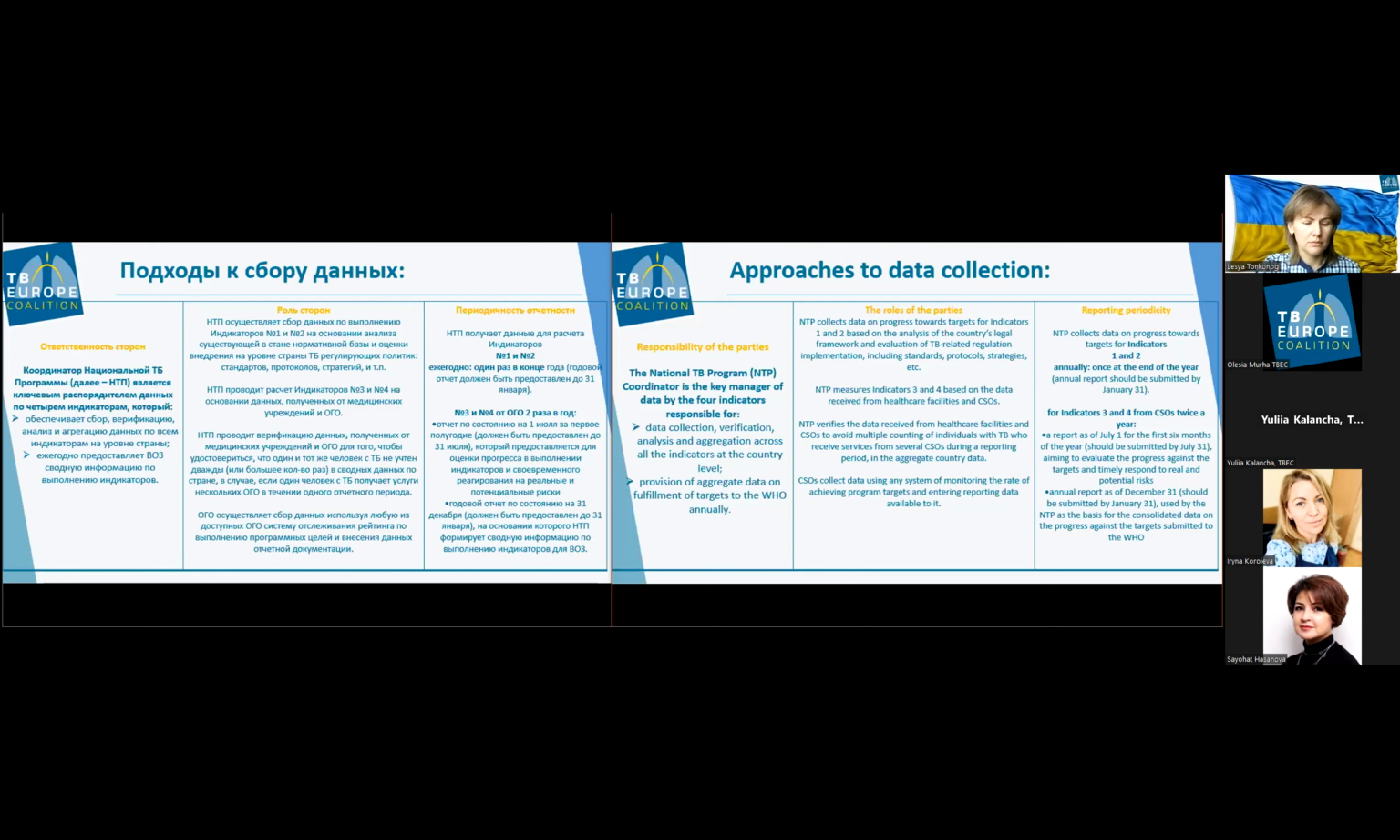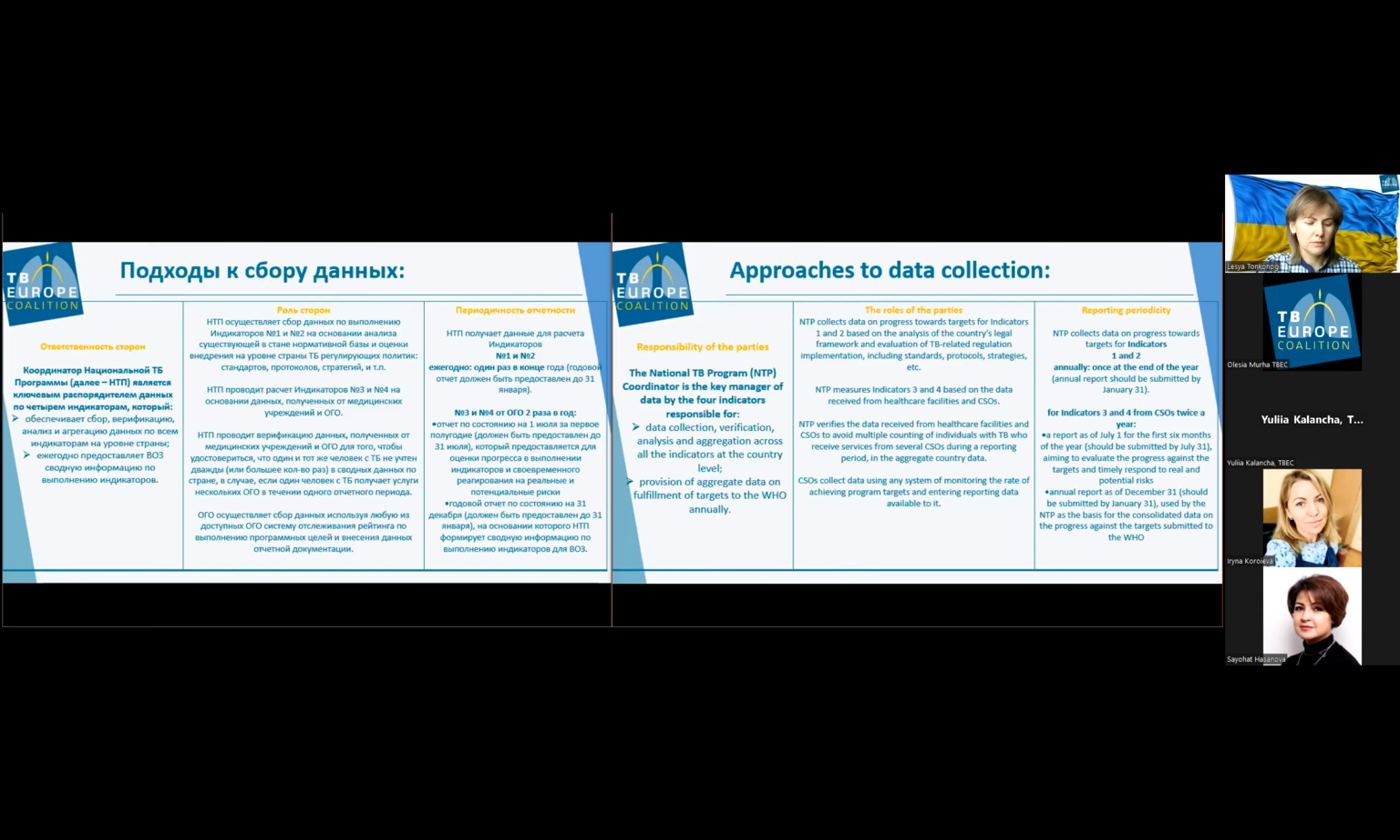For indicators 3 and 4, there will be 2 reports. One for the first half year as of the 1st of July, and the annual report as of the 31st of December. So the half-year report will be intermediary. After 1 year, based on data for the previous half years, the aggregated NTP information for WHO will be generated.